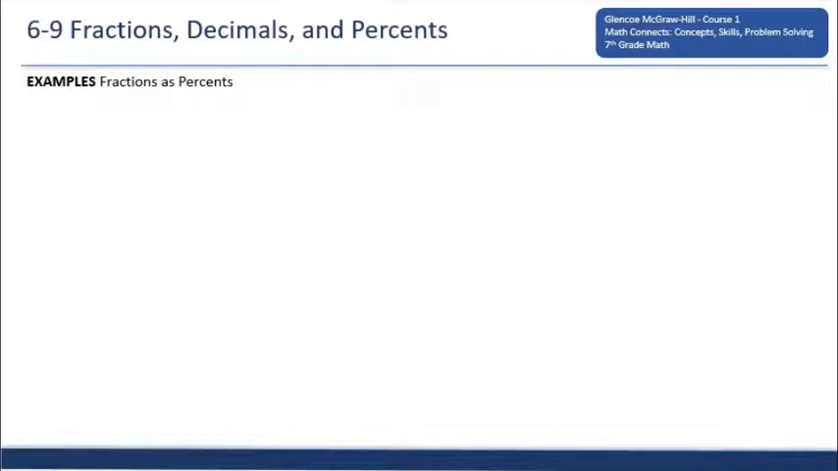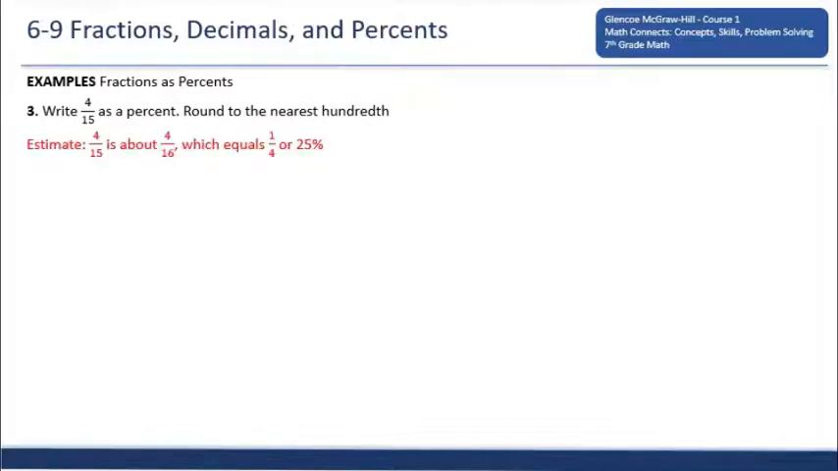Examples, fractions as percents. Number 3, write 4 over 15 as a percent. Round to the nearest hundredth. So we'll start with an estimate. 4/15 is about 4/16, which equals 1/4 or 25%. So they've just rounded the 15 to 16 so they can do some quick mental math. And then we can check back later when we get our answer to see if we're close.